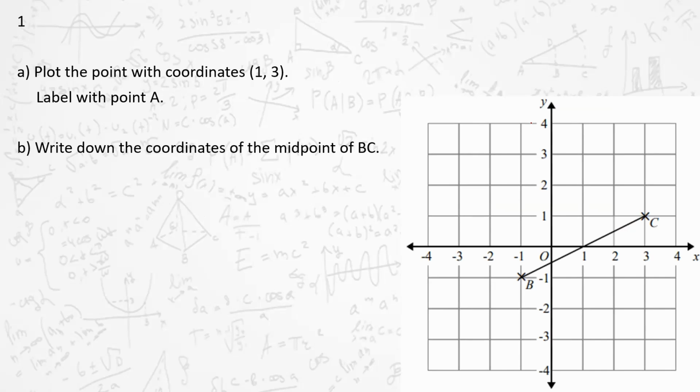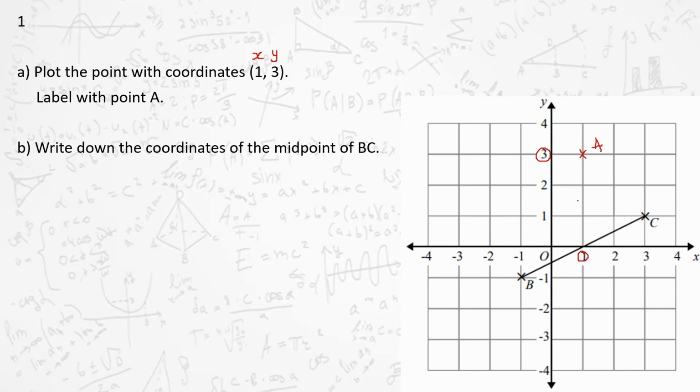Question 1. Plot the point with the coordinates 1, 3, label with point A. 1 will be my x, 3 will be my y. So go to the graph, find x equals 1, y equals 3. So I have a 1, 3. Therefore, this will be my point A.